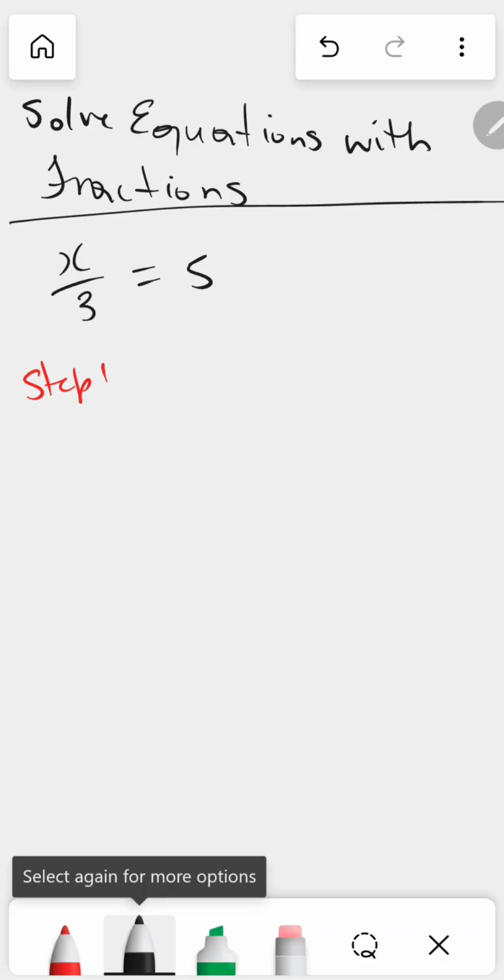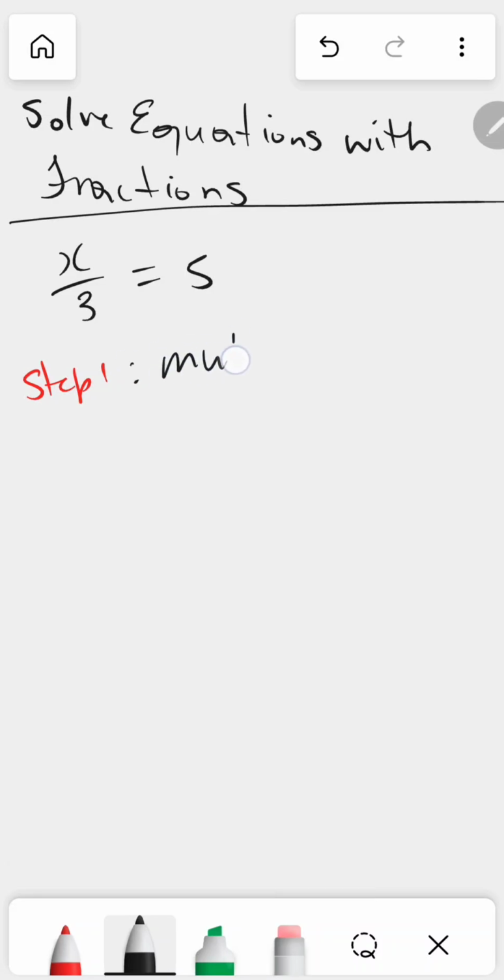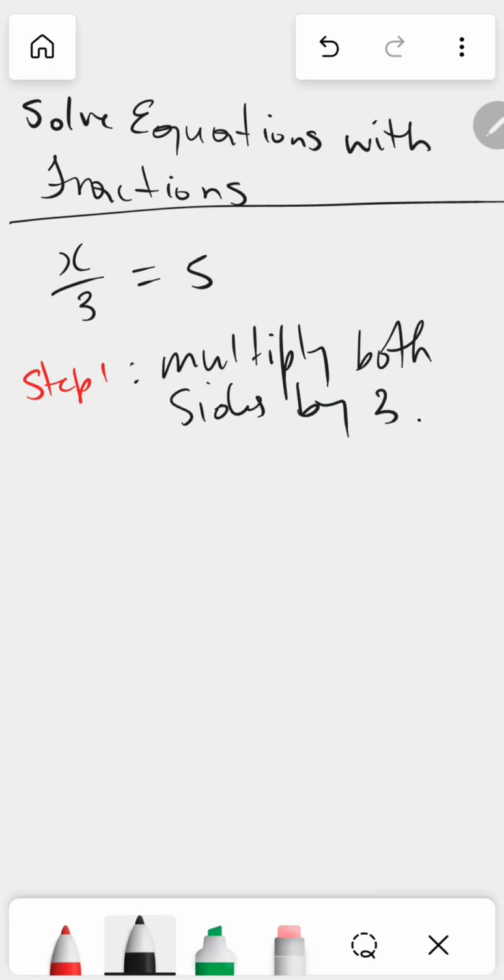Here we have a fraction equation, x over 3, which is equal to 5. Our first step to solve this equation is we are going to multiply both sides by 3. So we'll end up with a new equation, which is going to be 3 bracket x over 3 equals 3 times 5.